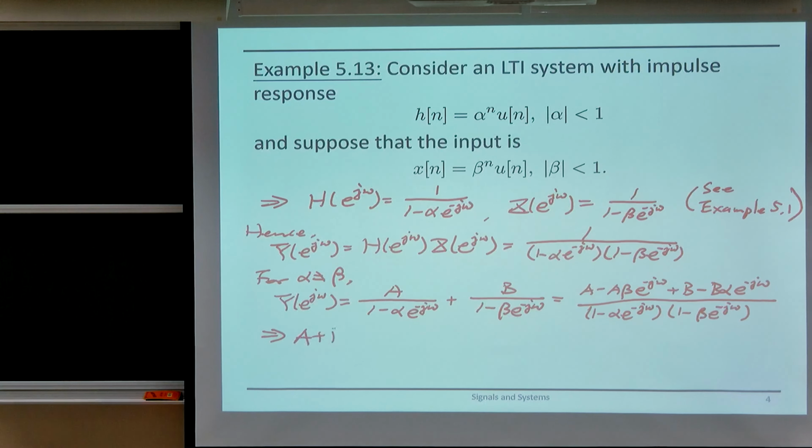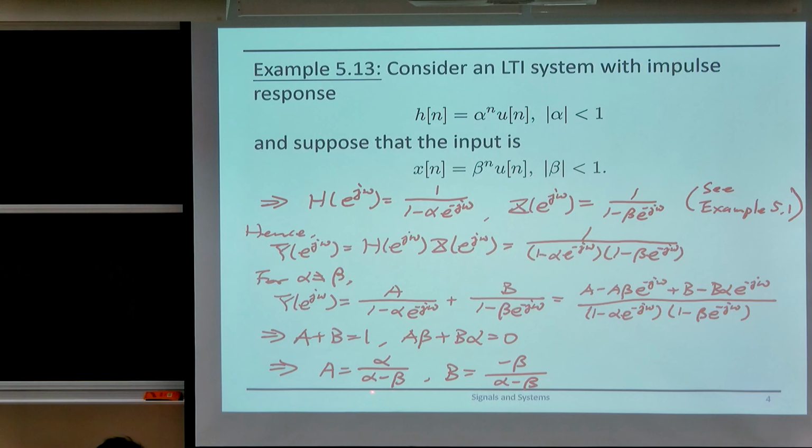So A plus B is 1, and Aβ plus Bα is 0. If you solve this system of linear equations, you can find that A is α over α minus β, and B is minus β over α minus β. You can easily check that this is true. If you plug this inside this formula, it's 1. If you plug this inside here, you have αβ, and plugging inside here you have minus βα, which cancels out, so it's zero.